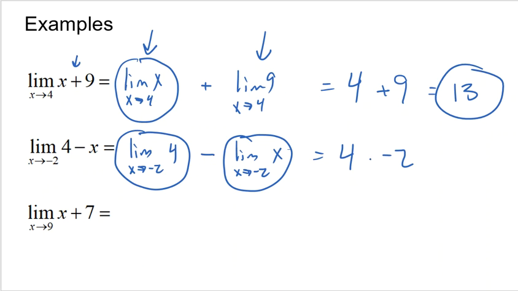All right, again, it was a minus sign right in between. So it's 4 minus -2, which is going to turn into a positive 6. 4 plus 2 is 6. So hopefully you understand that. Let's do one more here.